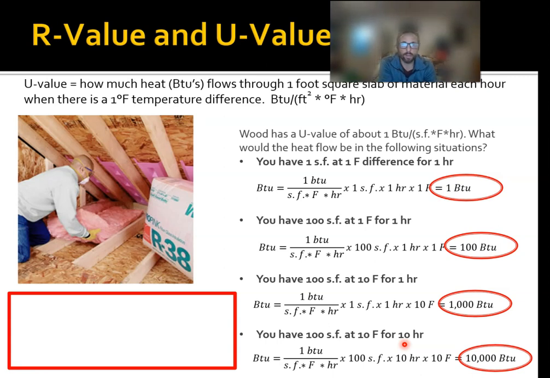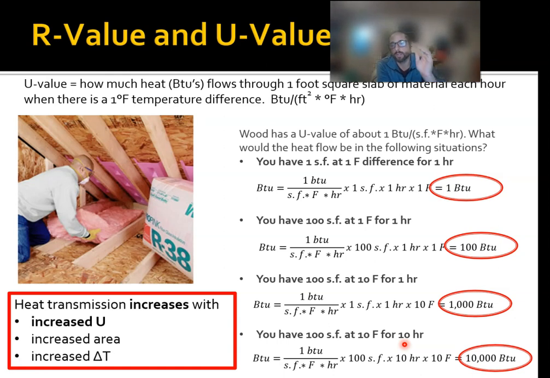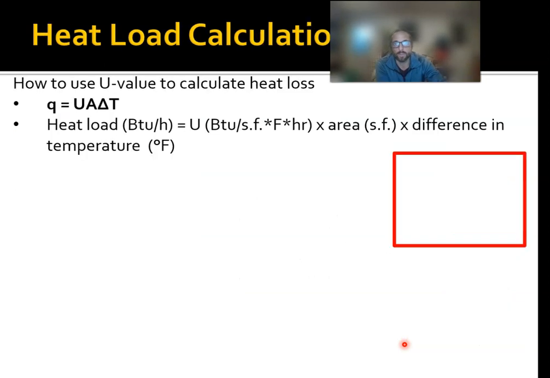If you double the area, all else being equal, you're going to double the heat loss. You double the delta, it's going to double the heat loss. You multiply times a factor of 10, it's going to increase the heat loss by a factor of 10. All right. And so again, in general, heat transmission increases with increased U, increased area, increased delta T, and increased time as well.